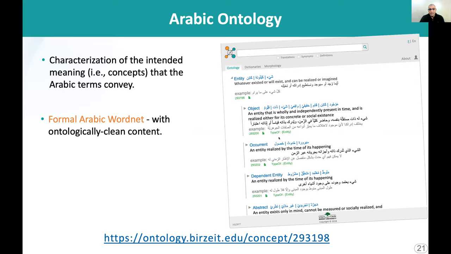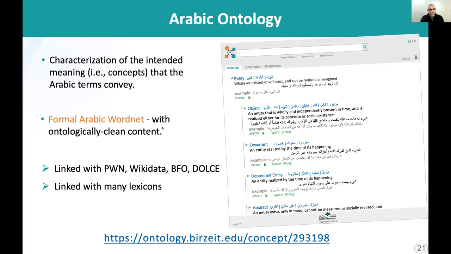And all concepts in this ontology are mapped or linked with synsets in the Princeton WordNet and with nodes in the Wikidata knowledge graph, as well as correspondences to other concepts in BFO and in DOLCE, and also with many of the lexicons we have.